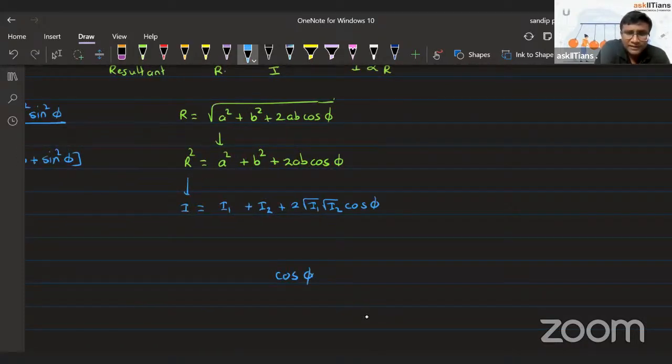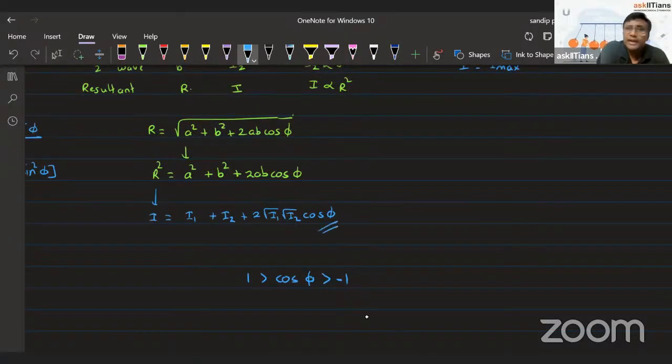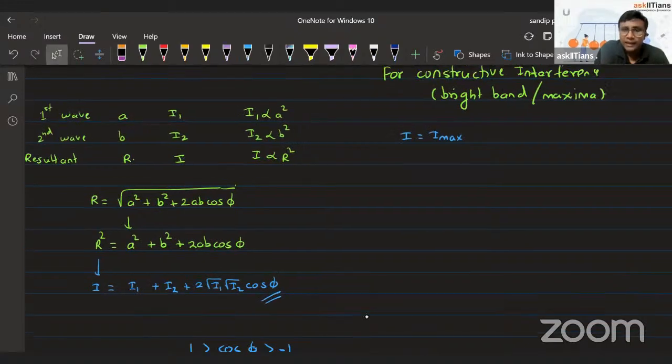Cos phi is always greater than minus 1, and less than 1, I can say, right? So the maximum value of cos phi is 1. Okay. So I will be I max if cos phi is maximum, or 1, is equal to 1, I can say.